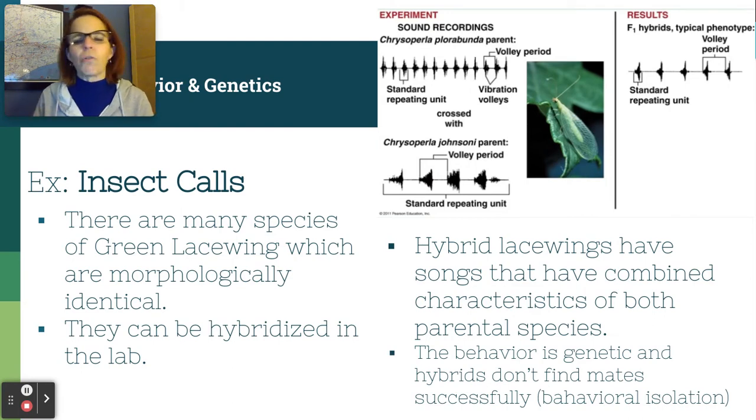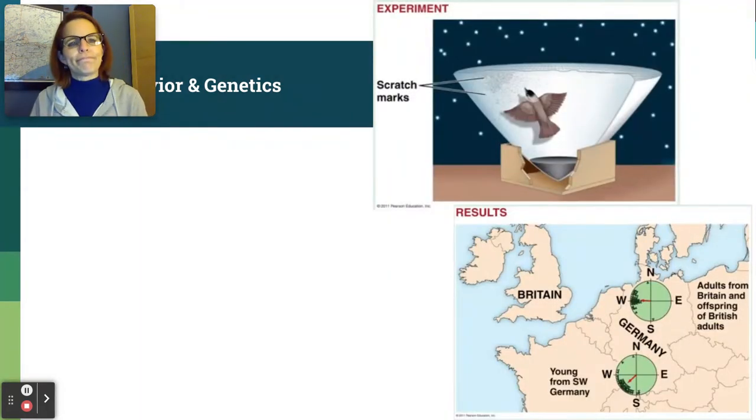So if you look, this is one species, this is the other species, and now this is the hybrid, this is their offspring, and they don't match anybody. They don't match the calls of either species. So this behavior is genetic, and unfortunately the hybrids don't find mates successfully, and they experience behavioral isolation. The species are already behaviorally isolated, so the hybrids are not going to be successful and pass on their trait.